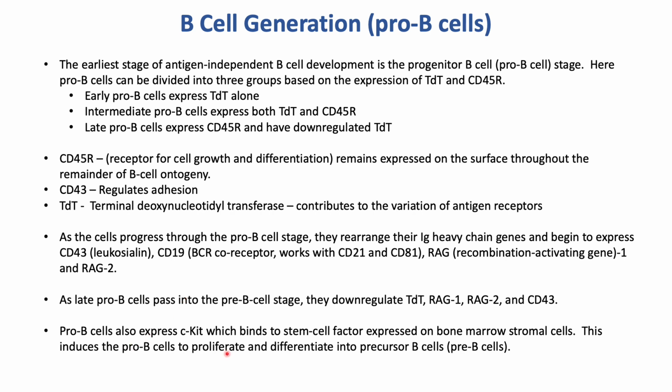The pro-B cells also express c-KIT, which binds to stem cell factor expressed on bone marrow stromal cells. This induces the pro-B cells to proliferate and differentiate into precursor B cells, which are the pre-B cells.